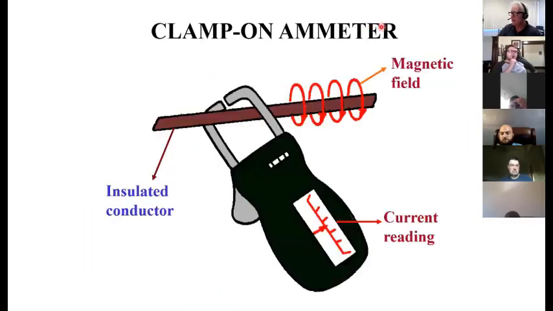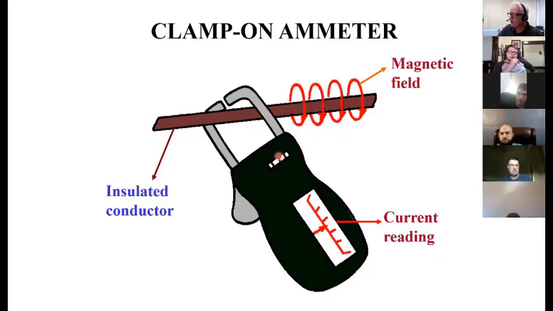A clamp-on amp meter gets away from that, but there are some limitations. We're going to learn that whenever electricity runs through a conductor, it creates a magnetic field around it. This device will read that magnetic field and can tell how much current is flowing through there to create that amount of field. So this is a clamp-on.